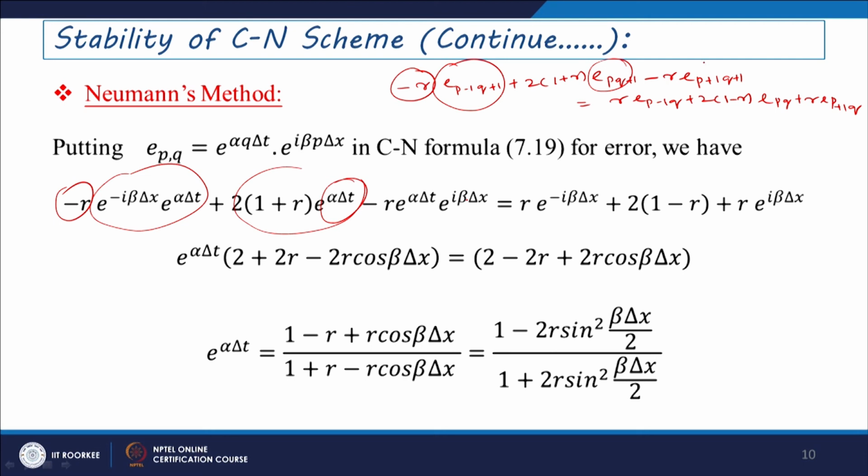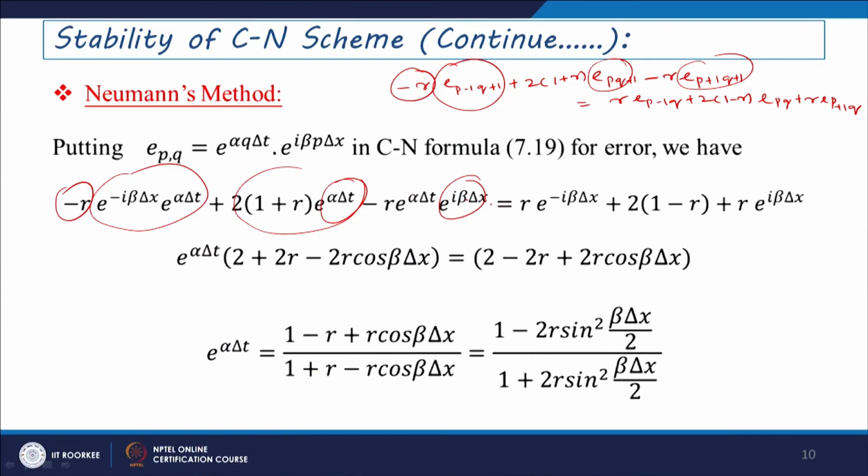Similarly, if you take this coefficient for e of p plus 1 q plus 1, after cancelling the left hand side coefficients and right hand side coefficients, the sum of the coefficients of r, then this term will be reduced to e to the power I beta delta x. Similarly, the same coefficients you can visualize on the right hand side also. Especially if you write it in a compact form, then we can take common e to the power alpha delta on the left hand side, and it can be written in the form of 2 plus 2r minus 2r cos beta delta x equals 2 minus 2r plus 2r cos beta delta x here.